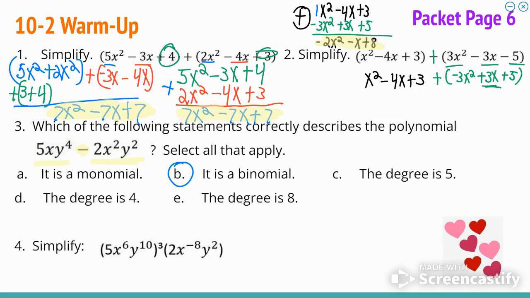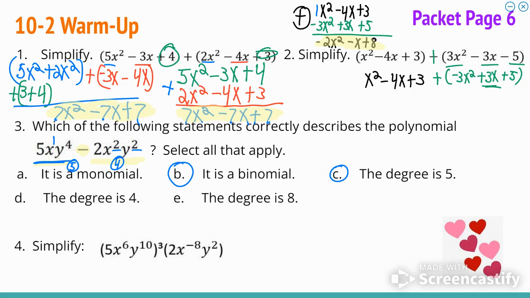Bi means 2. Now let's look at the degree. Let's find the degree of each individual term. So this one in blue here has x to the power of 1 and y to the power of 4. And 1 plus 4, we would say that has a degree of 5. The second one has a degree of 2 plus 2, which gives us 4. So altogether, that would be a degree of 5 because it's the highest degree term.